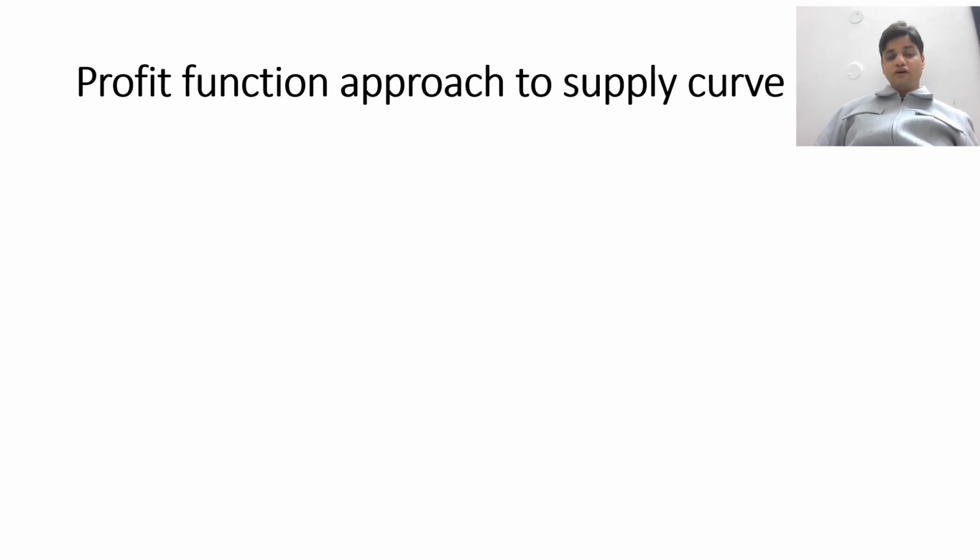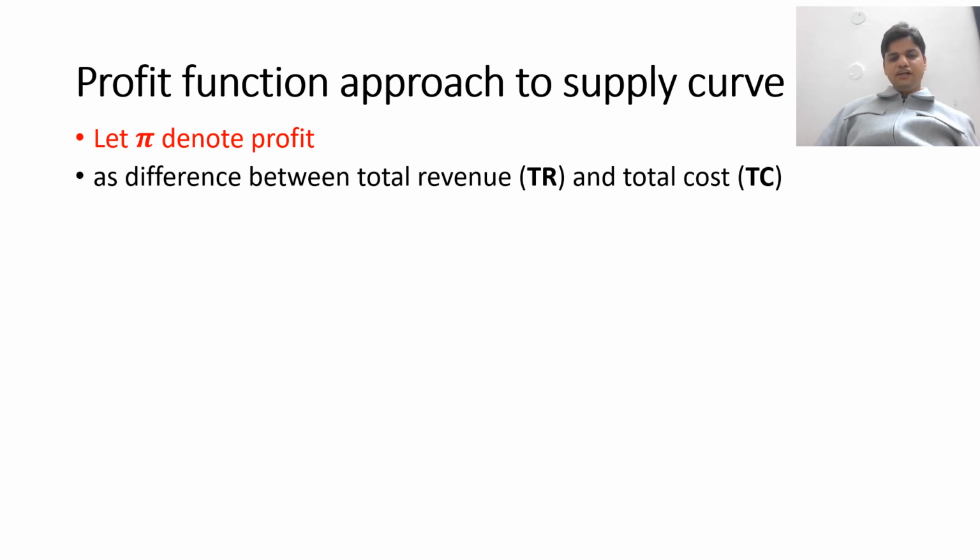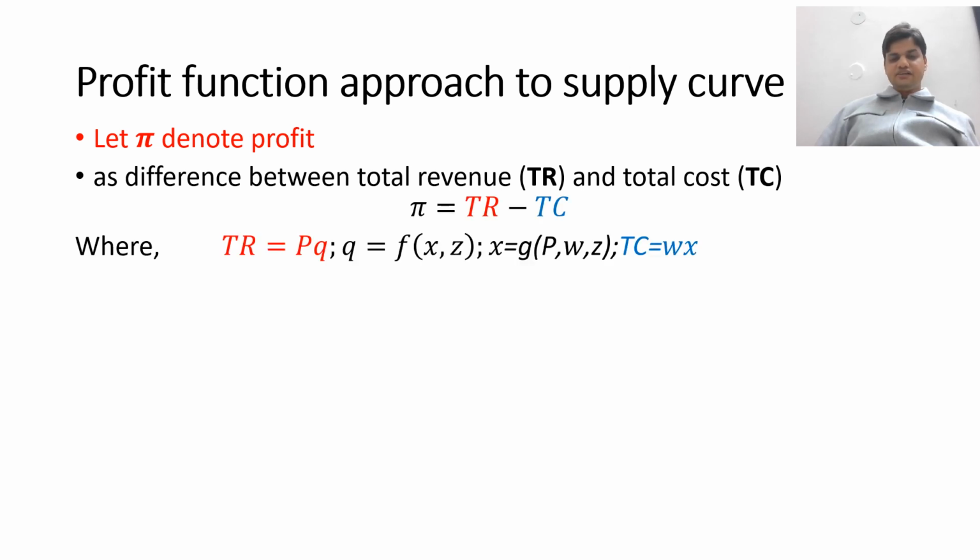Now we are moving to the profit function approach to derive the supply curve. So let pi denote the profit, which we have already done, as the difference between TR and TC. Now TR, that is total revenue, is equal to price multiplied by quantity. So price is denoted by P, quantity by Q. Now Q is again a function of the variable input as well as the fixed input, because we are talking about the short run. So in the short run, only one variable input X is assumed, and one fixed input Z. You can assume more also, no problem.